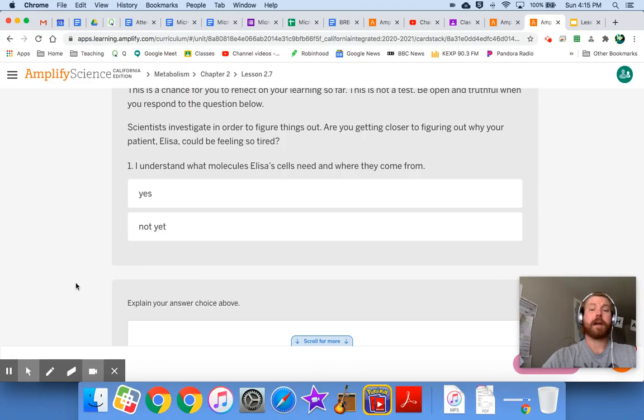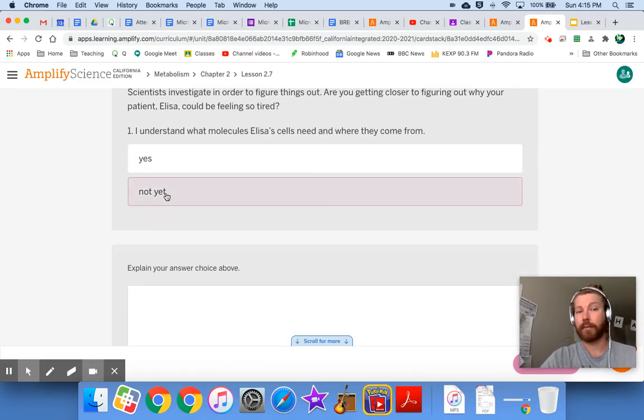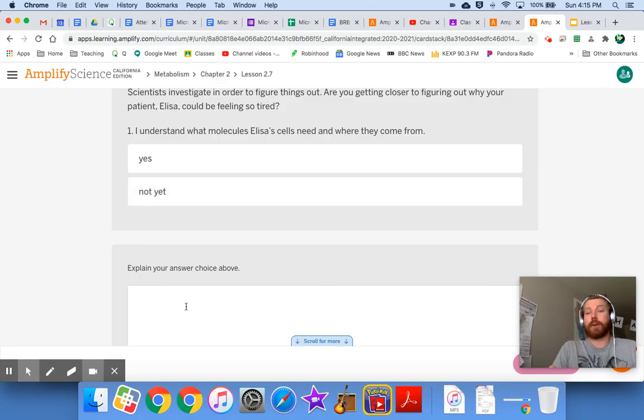That's right. And where do they come from? Do you understand that? If you do, if you put yes, well then explain that you understand what they are and where they come from. If you don't understand, well, what do you know about those molecules? What do you know about what cells need? Just whatever your level of understanding is at that point, write that down. Well, I know cells need energy, but I don't exactly know how they get it. Great, then write that down.